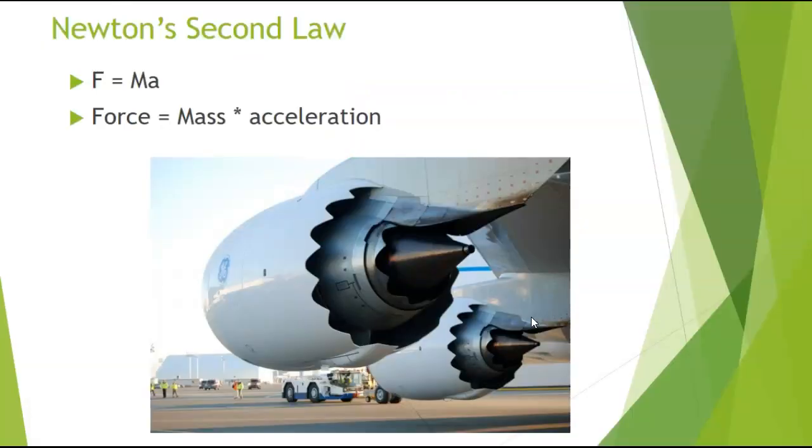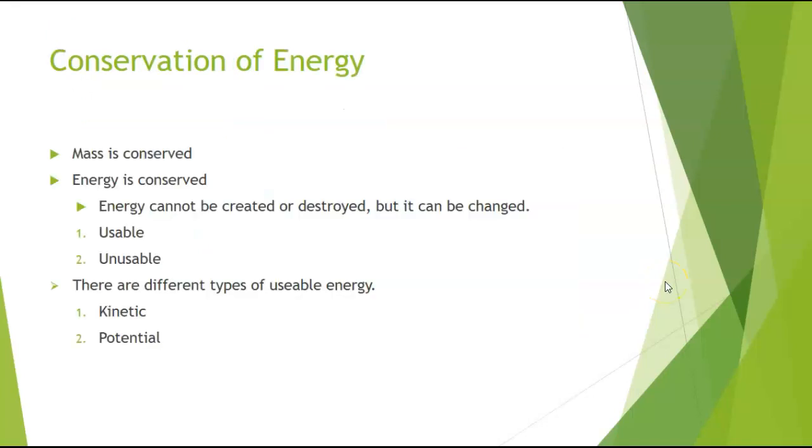As we discussed in the last presentation, Newton's second law states that force equals mass times acceleration. So the greater the mass, the more force is needed to accelerate a body. For example, a large aircraft. So in relation to the conservation of energy, remember mass is conserved, and so is energy. Energy cannot be created or destroyed, but it can be changed. You can change energy from usable energy to unusable energy. And there are two different types of usable energy. There's kinetic energy and there's potential energy.